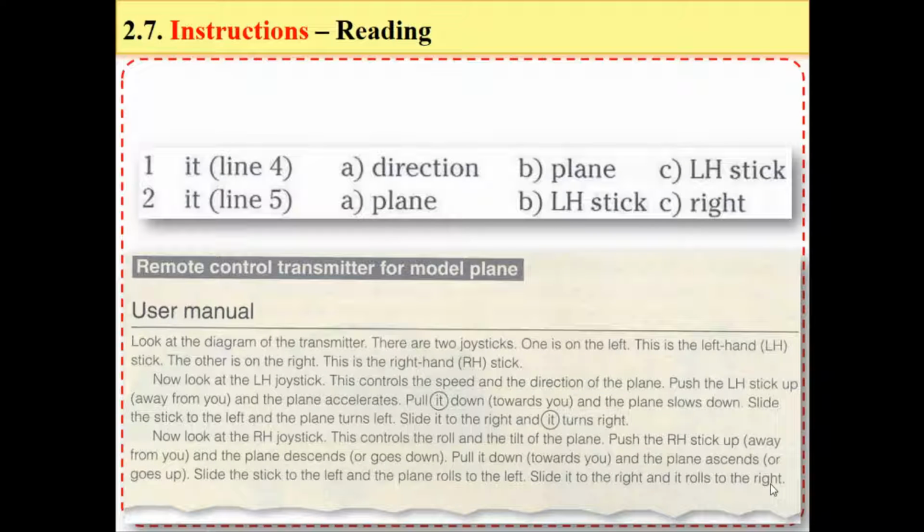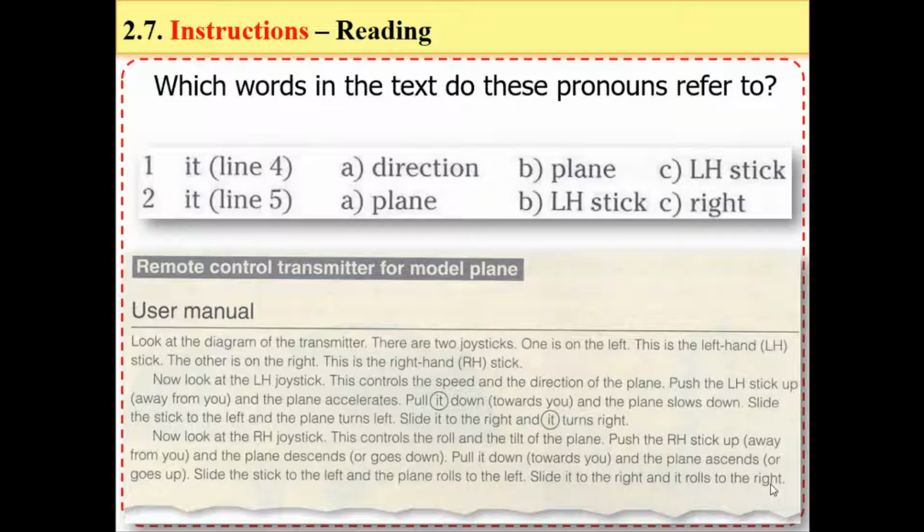And we're learning more about the reading. Which words in the text do these pronouns refer to? The first is line 4. It refers to left hand stick. And line 5. It refers to plane.